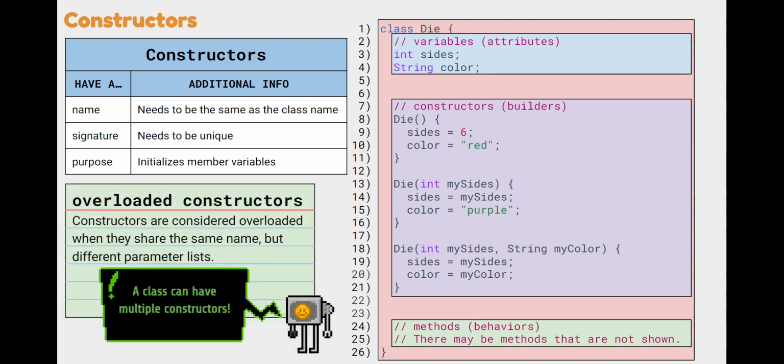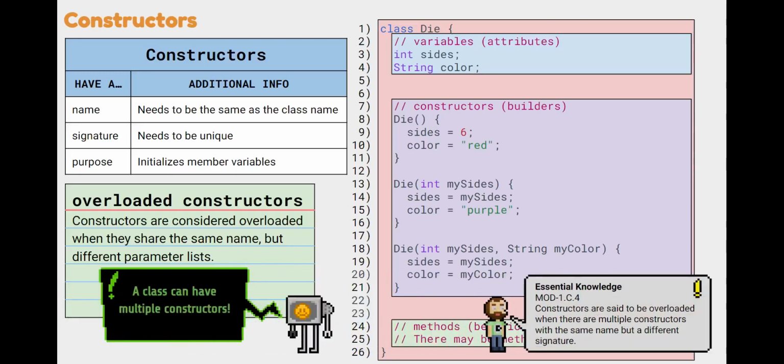So when we have multiple constructors, those are known as overloaded constructors. Constructors are considered overloaded when they share the same name, but have different parameter lists. So line 8 accepts no parameters, line 13 accepts one parameter, and line 18 accepts two parameters. This aligns with our essential knowledge. Constructors are said to be overloaded when there are multiple constructors with the same name but a different signature.